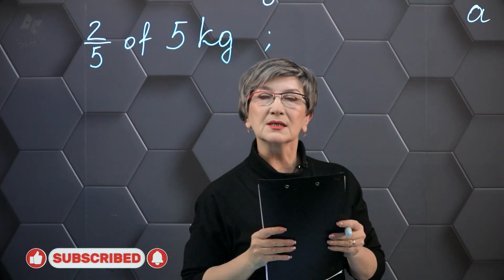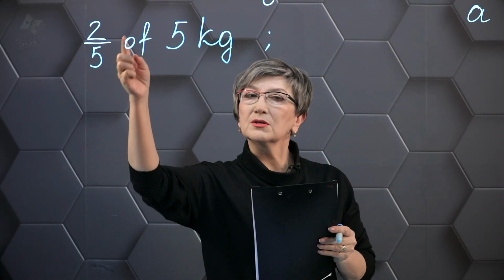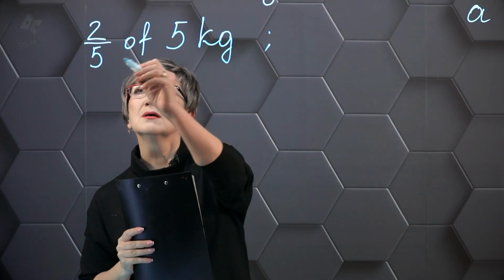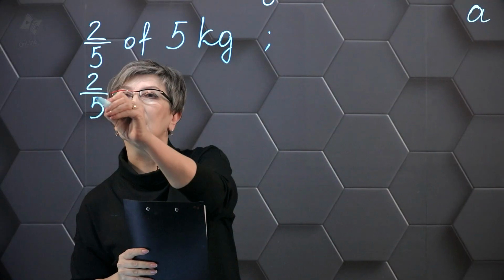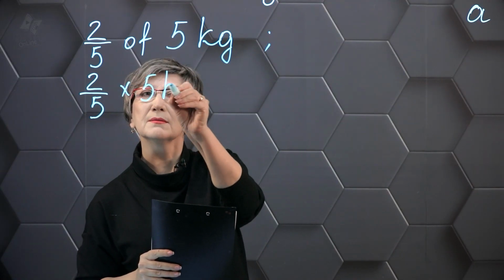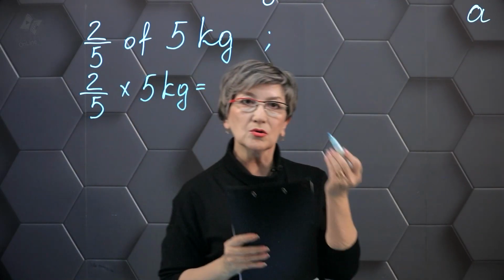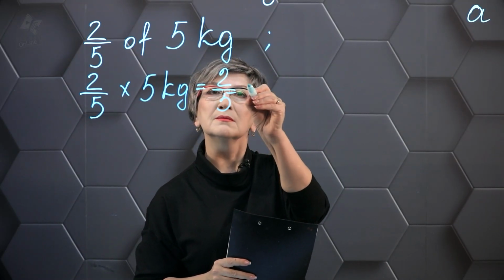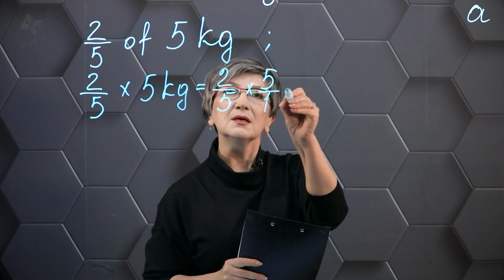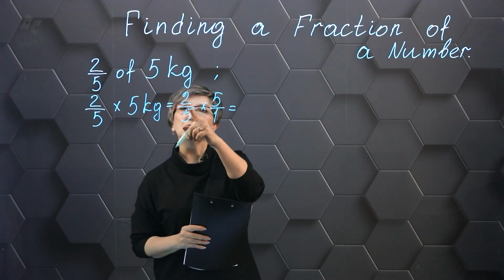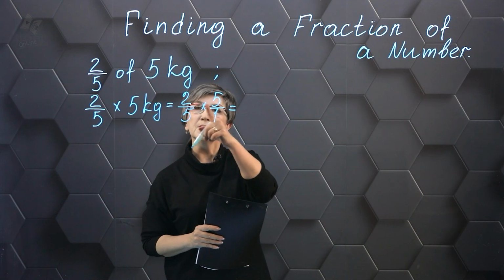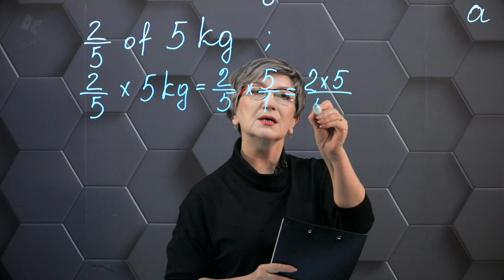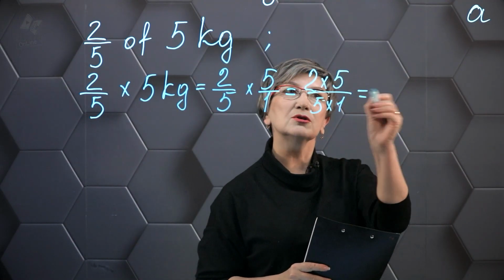The first way, when we need to find 2/5 of 5 kilograms, we must multiply. That is 2/5 multiplied by 5 kilograms. What do we end up with? 5, I'll write it down as 5/1. And as a result, by the rule of multiplication of fractions by fractions, we have to multiply 2 by 5. And 5 times 1, the result is 10.